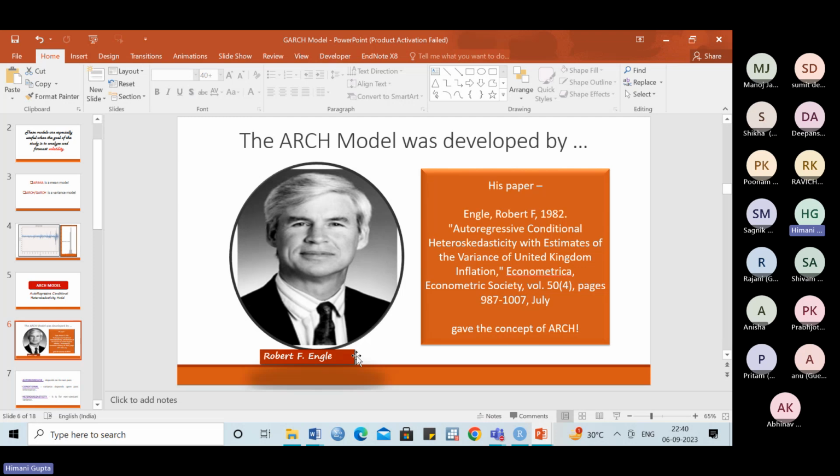So at that time, Robert Engle took the data of the inflation that was happening in the UK. He put the variance model on it and found out the deviations, how the deviations are working over there. And to study the inflation, to study the variance, he created a model named the ARCH model.